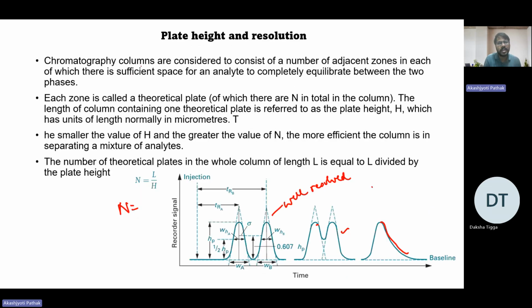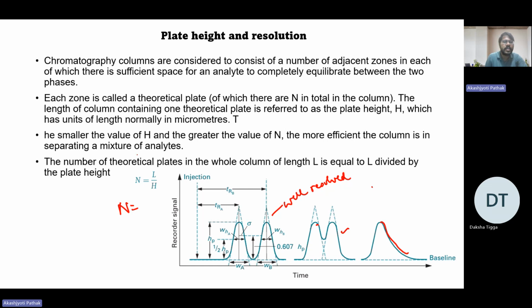The chromatographic columns are considered to consist of a number of adjacent zones, in each of which there is sufficient space for an analyte to completely equilibrate between the two phases. Each zone is called a theoretical plate. That is what I was explaining through the figure. So it can be considered as having multiple theoretical plates, and n is the number of theoretical plates. The higher the number of theoretical plates, the better is the resolution.